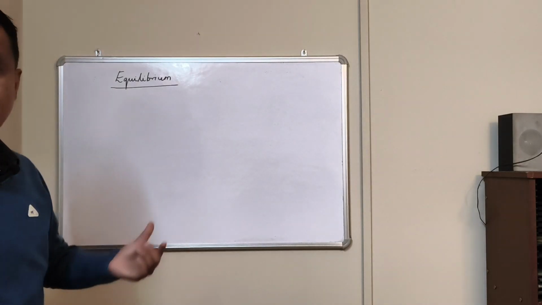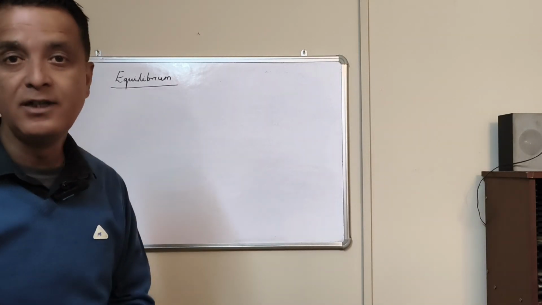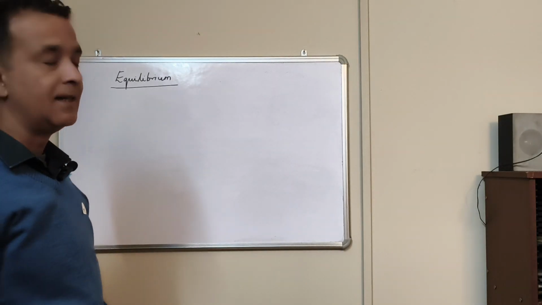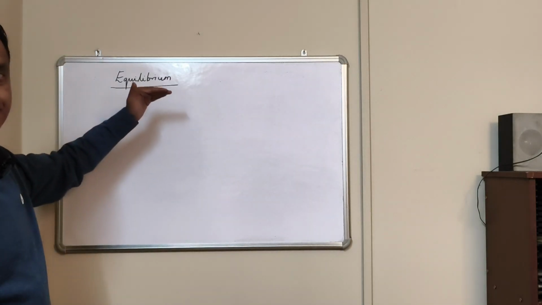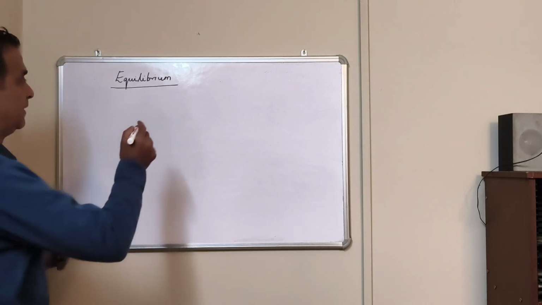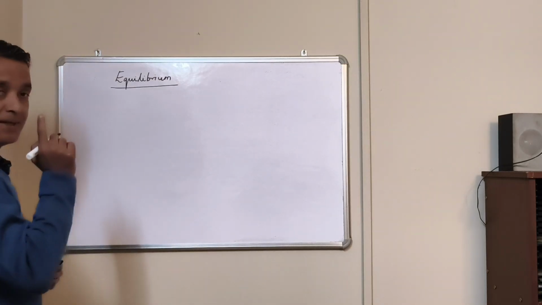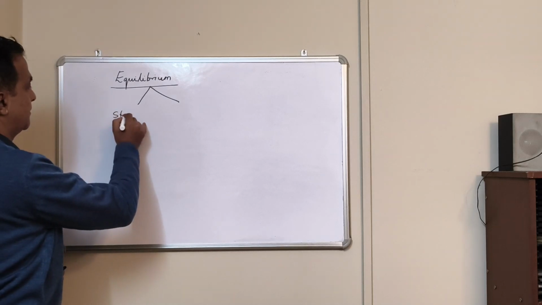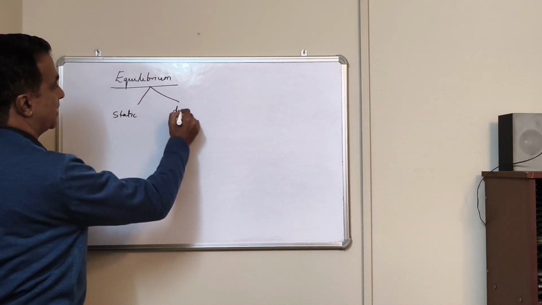Now, if a body continues to be in its state of rest or uniform motion, even though a number of forces are acting on it, then it is said to be in equilibrium. Let me explain it a bit properly. So there are basically two types of equilibrium. One is static and the other one is dynamic.